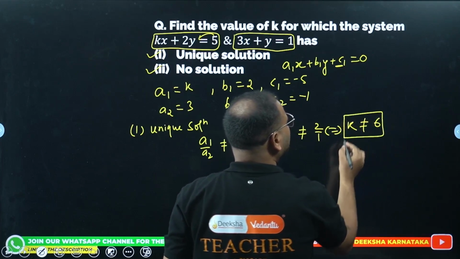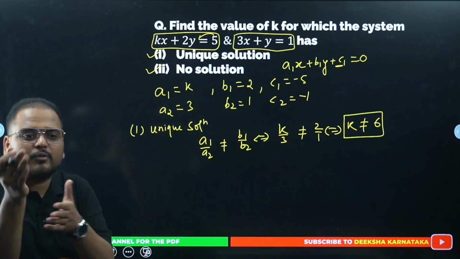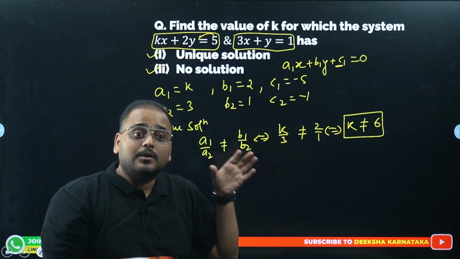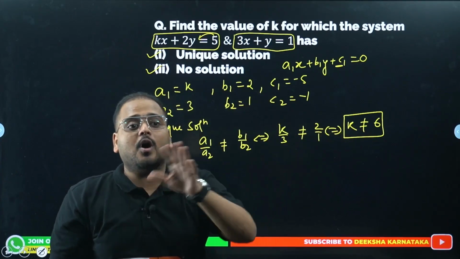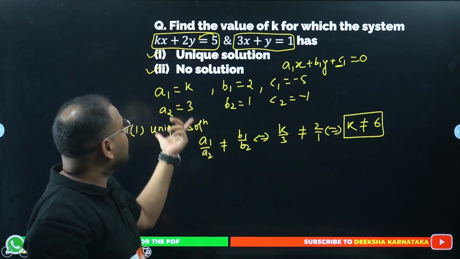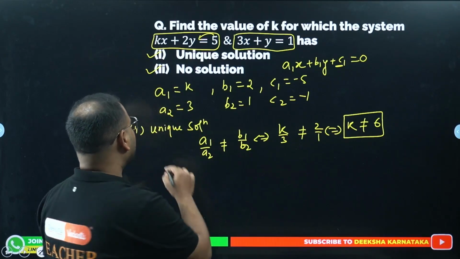Sir, what does this mean? Usually when we solve for the value of a variable, we get an equal to sign. Why is it not equal to? Because except for 6, all other real values will give me what? This condition will be satisfied.